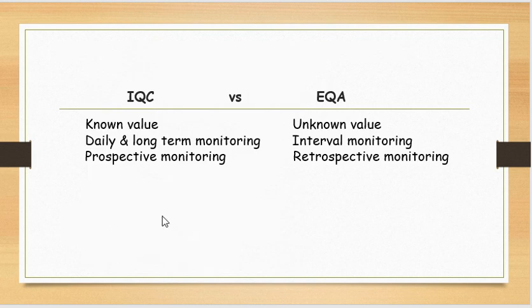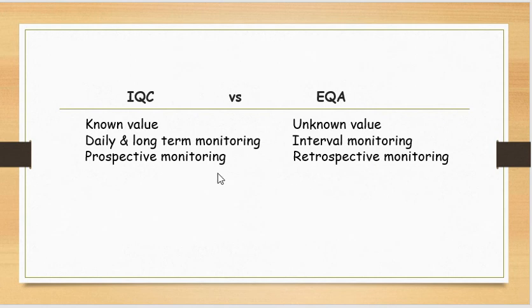And this is the table which shows the difference between the IQC and EQA. So IQC has a known value, and usually for EQA it is an unknown value. IQC is daily and long-term monitoring, because you need to run it every day, as long as you run the patient specimen. And EQA is interval monitoring. You do not run the EQA every day, maybe every 2 weeks, every month, or a few times in a year.